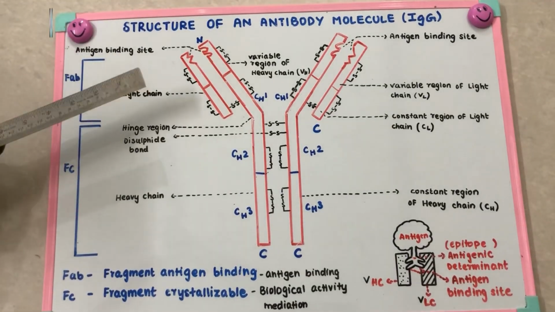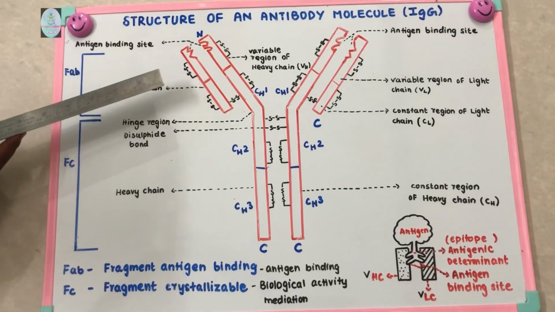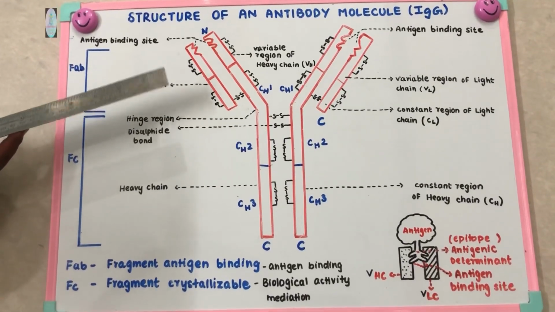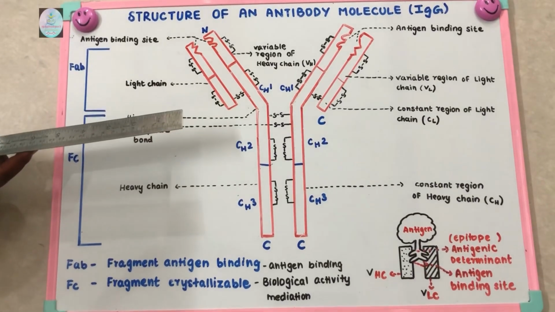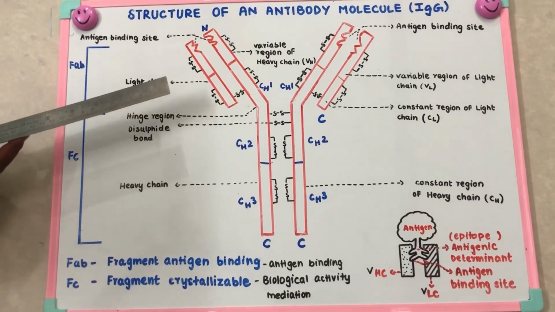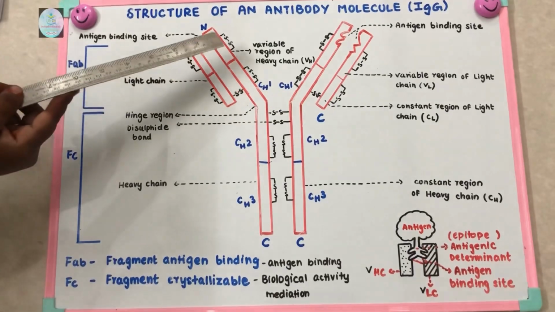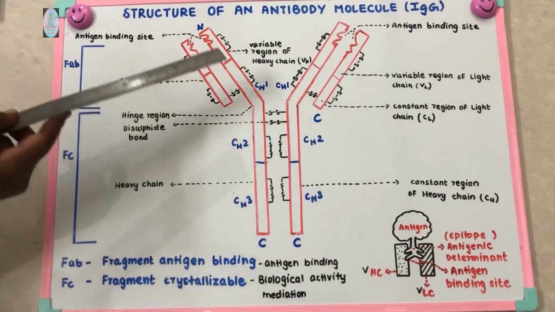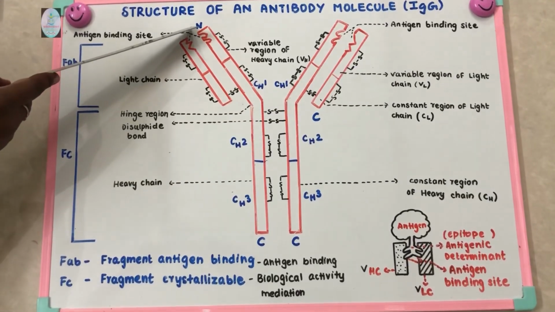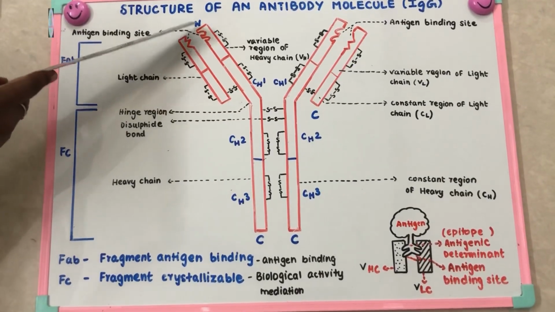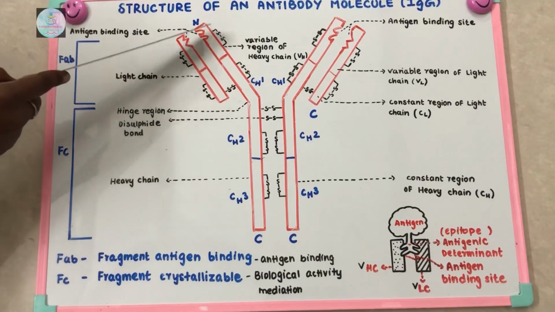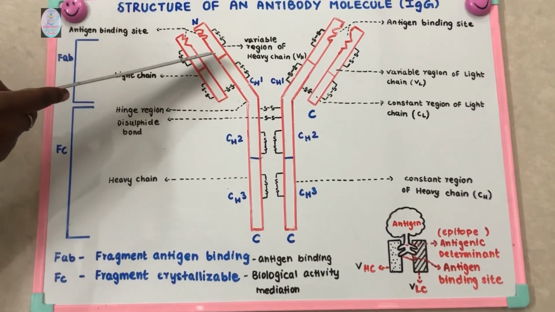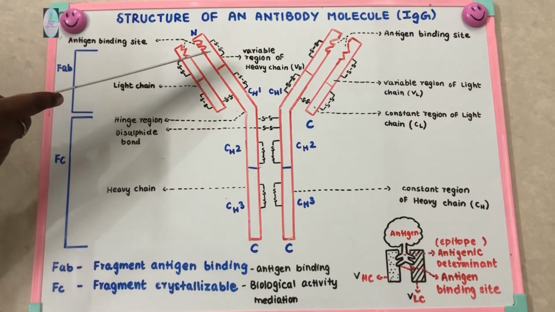Now we will discuss the constant and variable regions of the antibody molecule. There are 2 different regions in each chain: constant and variable region. Now we will discuss the variable region. The variable region is the amino terminal segment. Here this is the amino terminal segment, which we call the variable segment, and it is the antigen binding site.